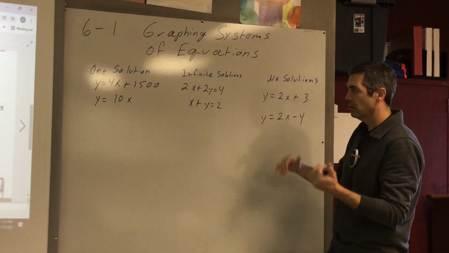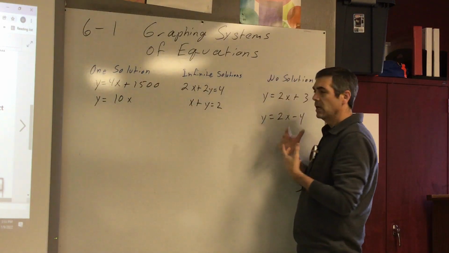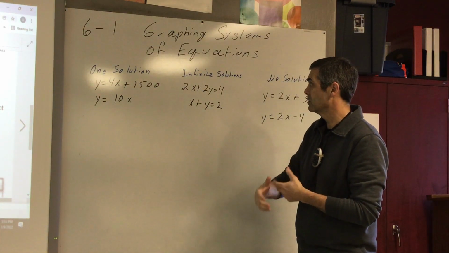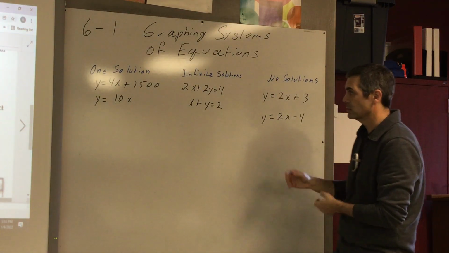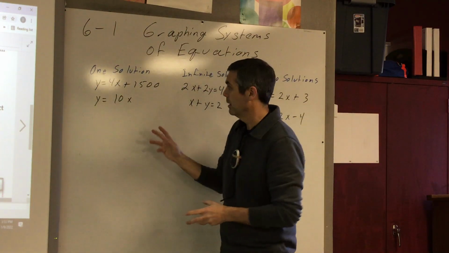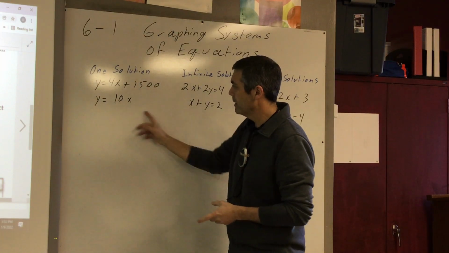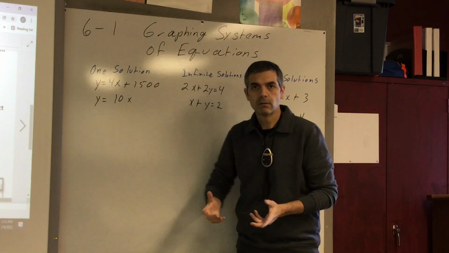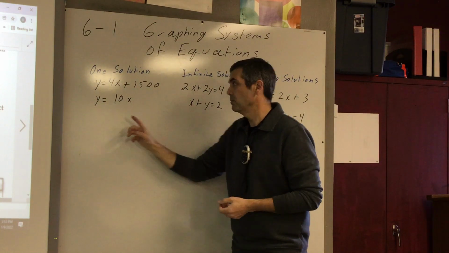You'll see all of these different ways, but I'll put some examples up here of what they look like when they're one solution, infinite solutions, and no solutions. What you notice with one solution is that you have different slopes, and you may or may not have the same y-intercept. So with one solution, you're going to have different slopes.